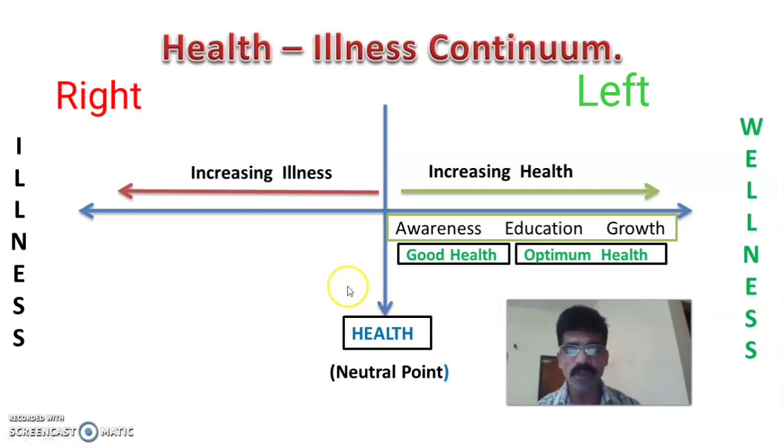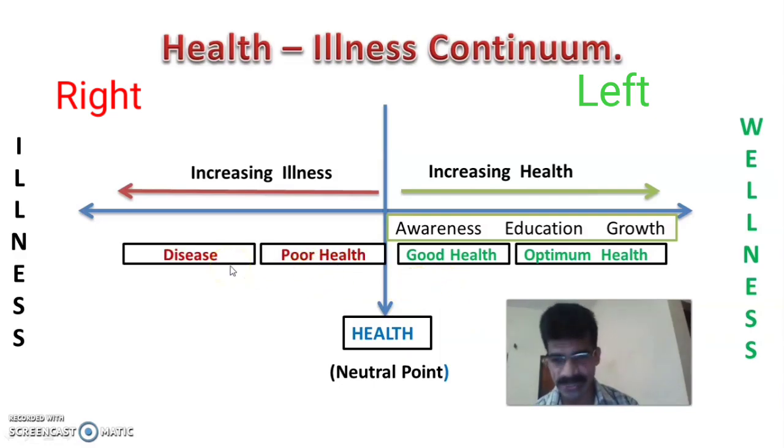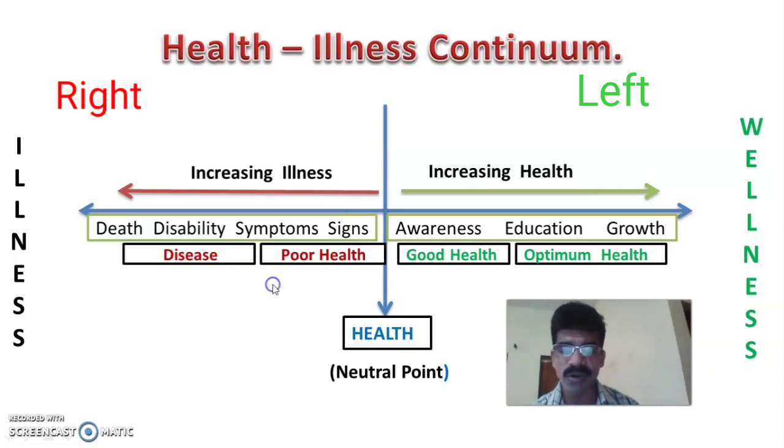Now on the opposite side, a person may go towards illness. There you have poor health that may lead to diseases, and sometimes the disease may become severe and cause disability or even death. So you have to mention that: signs, symptoms, disability and death. A person with poor health may feel various signs and symptoms of the diseases, that may lead to disability, and sometimes he may go on to death. That is the right end of the health illness continuum.